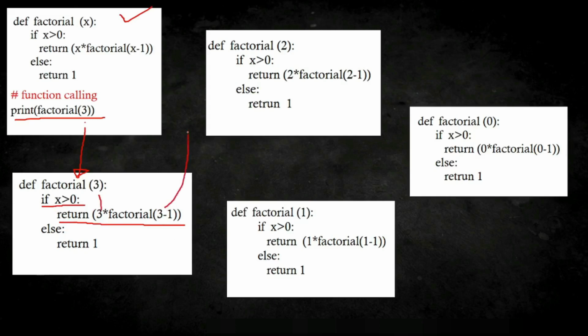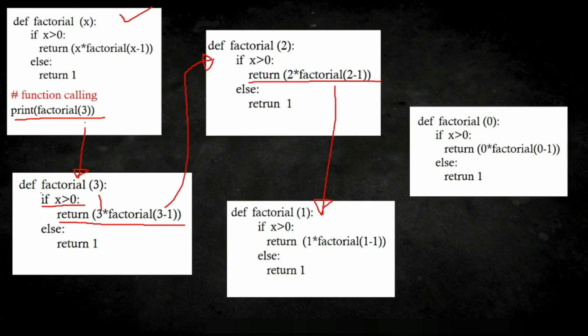Again this factorial function will be called for value 2, and note that in the return statement, it is again calling itself for 2 minus 1, that is factorial of 1. So this factorial function will be called for the value 1. And now the question is, how many times will this factorial function be called, because it should not be called an infinite number of times. So there should be a termination condition.